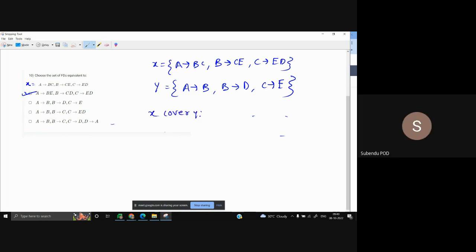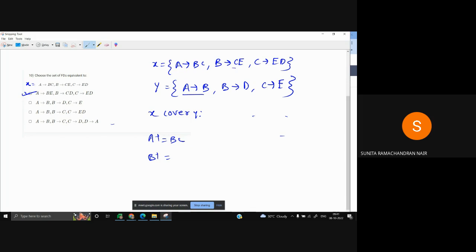So first we have to find the closure set of Y using this functional dependency. A closure: simply write A determines BC. So this is also true. Then we have to find the B closure. B determines C.